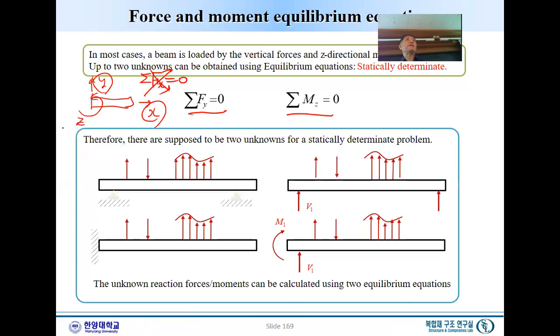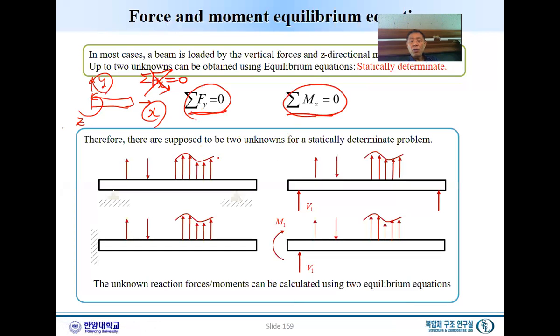Only this one equilibrium. But in case of a beam, with vertical forces, we have two equilibrium. One is the force equilibrium in the y direction. And what is the second equilibrium? Moment equilibrium, right? So y force and z moment. So we have two equilibrium. That makes beam a little more complicated than torsion. So we have a y directional force and moment equilibrium.